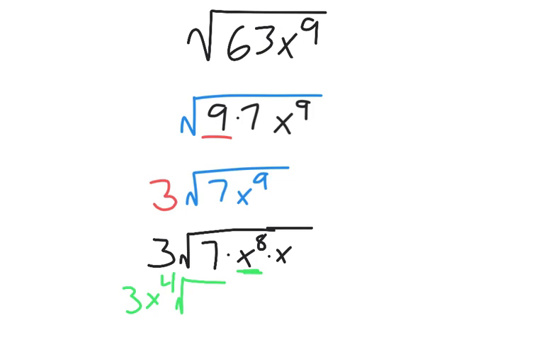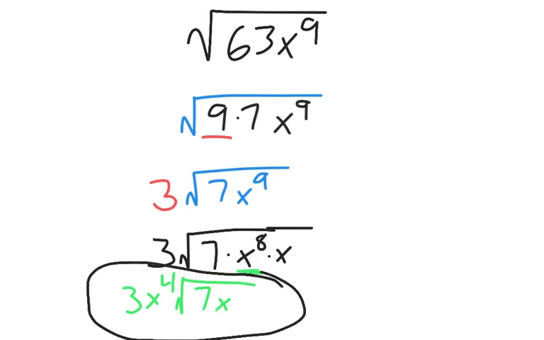And now what's left underneath the radical? The 7 is left, and the x to the 1st is left. Neither one of these will break down again. So this is 3x to the 4th radical 7x. When you half it and bring it outside, you just half it and bring the whole thing outside.